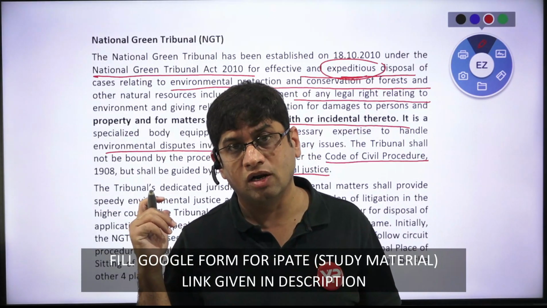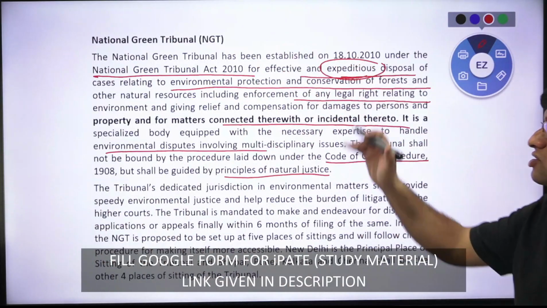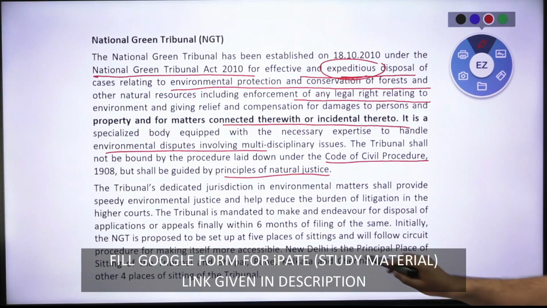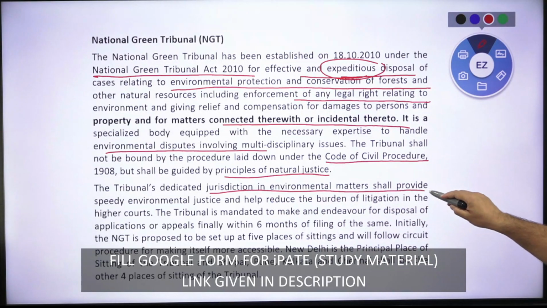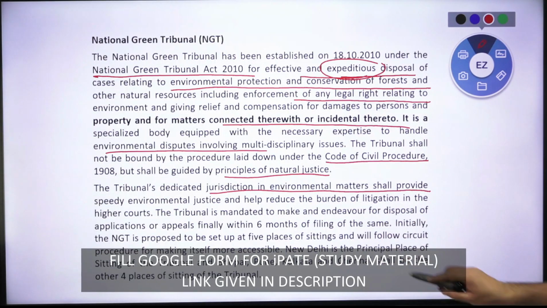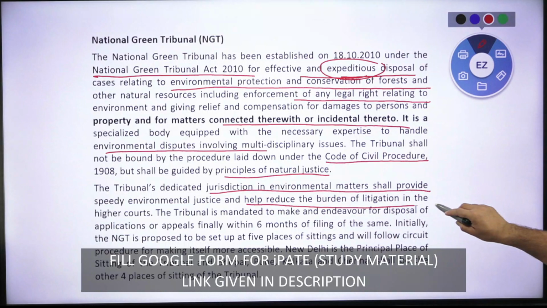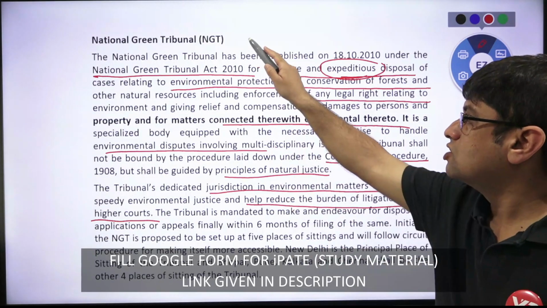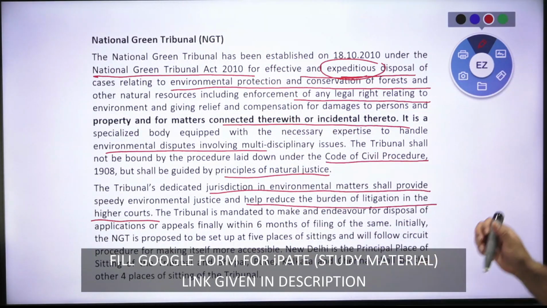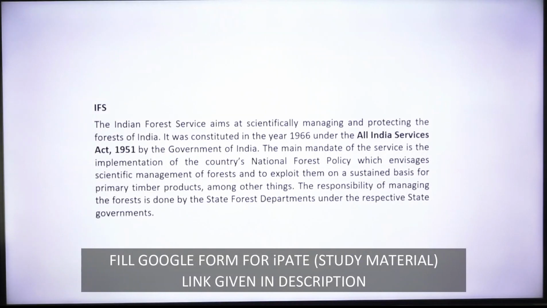flow on the basis of the principle of natural justice only in this National Green Tribunal. That means related to environment, all the cases go there. So it has dedicated jurisdiction in environmental matters, and it provides fast environmental justice to these kinds of litigations, and the main purpose is to reduce the burden of litigation in the High Courts, higher courts. Higher courts means Supreme Court, High Court, etc. So they can be handled here only. This is something which is very, very important for us. So the National Green Tribunal, you should know, is the body which is created for this purpose.